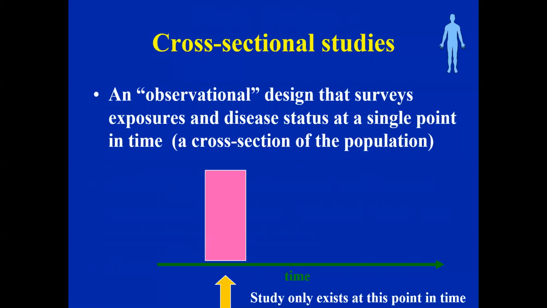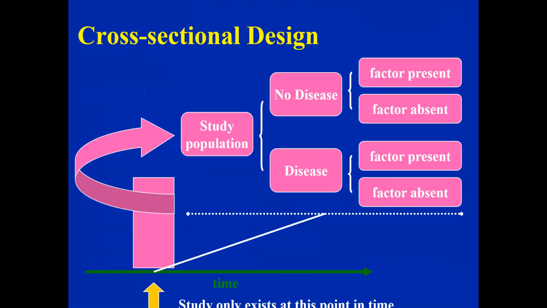In terms of time, the study only exists at this one point in time. There's no follow-up. There's no retrospective or prospective. They're just looking at things at the same time. So this is our cross-sectional study. This is our study population. We study our population once.